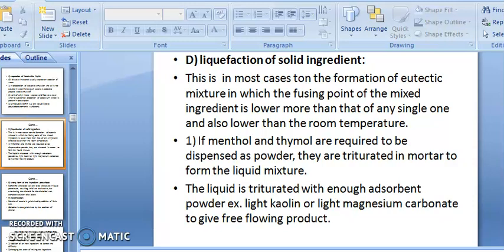The liquid is triturated with enough adsorbent powder, for example light kaolin or light magnesium carbonate, to give a free flowing product. Such a liquid formulation problem can be overcome by addition of an adsorbent, that is light kaolin or light magnesium carbonate, which leads to a powder dosage form. This is a little bit of information about physical incompatibility. Thank you.